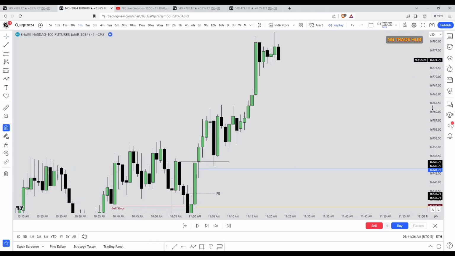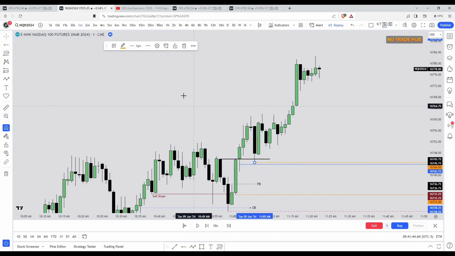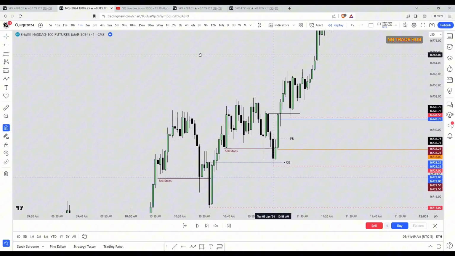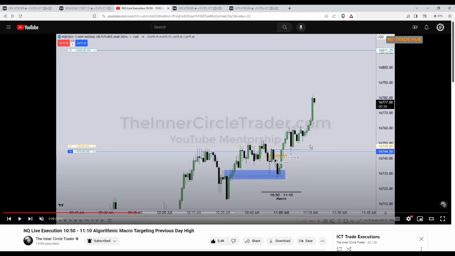oh, it's not working. There we go. It has retested this propulsion block and then expanded away from it, creating another fair value gap. So now this low should become protected. It doesn't mean every single time it's not going to run back on those stops, but that's the logic he's using here. And it's for your own study to go in and try and figure out when it works, when it doesn't work, and just collect data on that. But that's the idea here.